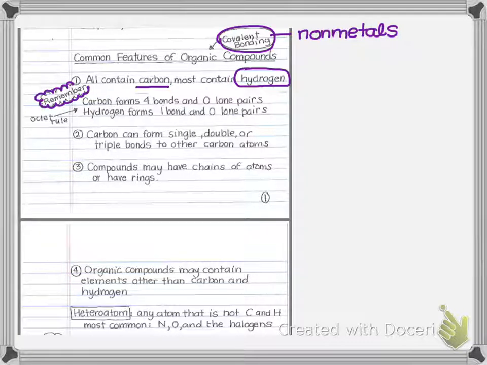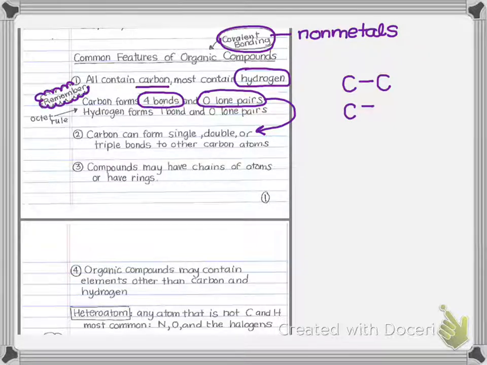In a slide that's to come, I'll have this written down as well. So carbon likes to form 4 bonds and have 0 lone pairs. Now those bonds can be single, double, or triple bonds when it's formed to other carbon atoms. Remember that we would draw a single bond as one line and it represents 2 electrons. A double bond has 2 lines, and a triple bond would have 3 lines.